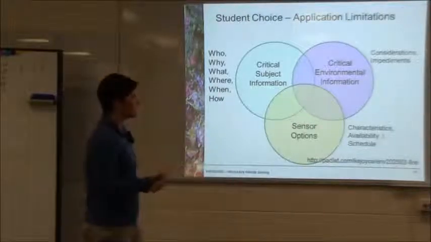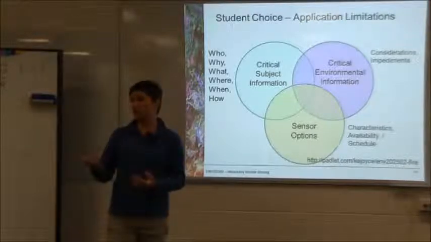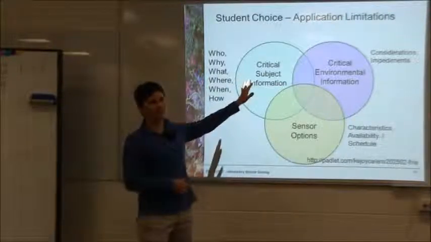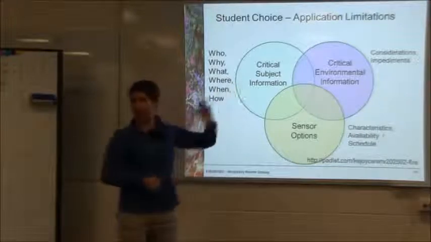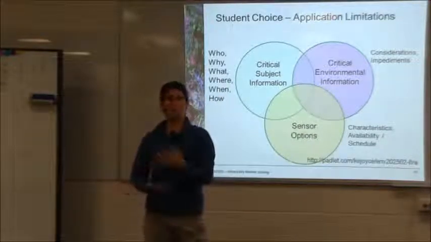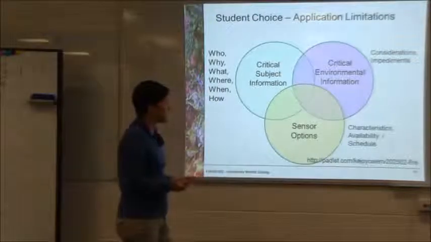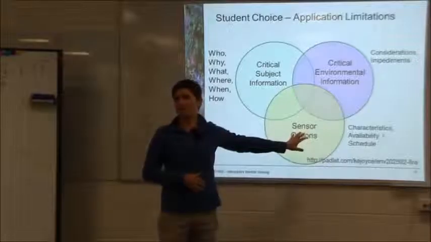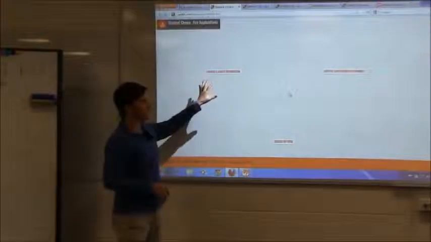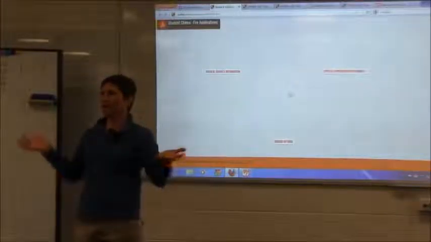Okay, so I want to discuss it in terms of the three things that I brought up to you guys last week, when I talked about search and rescue and finding MH370. So we talked about our critical subject information, which is understanding the who, what, where, when, how, why. The environmental information, so that's any considerations or impediments to our ability to detect, map, monitor our environment of interest. And then linking that with some sensor options. So on the Padlet, you'll see that I've put up those three areas: our critical subject information, our environmental information, and sensor options.